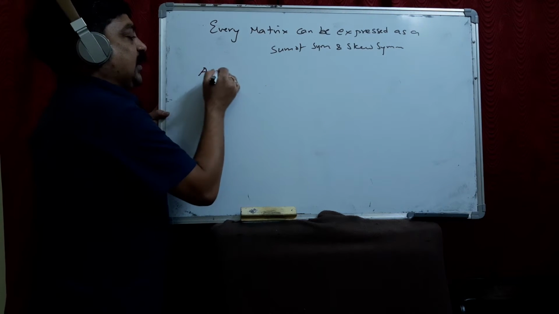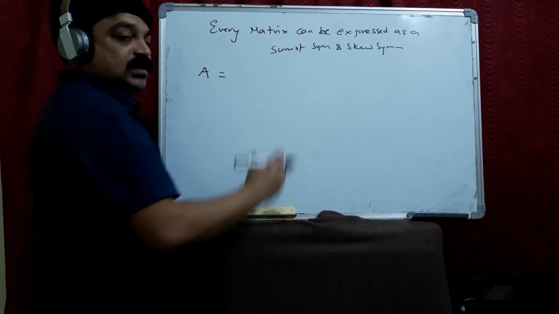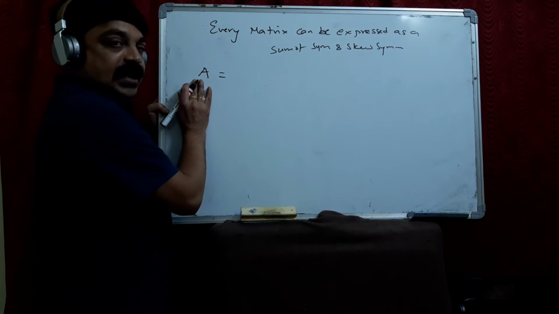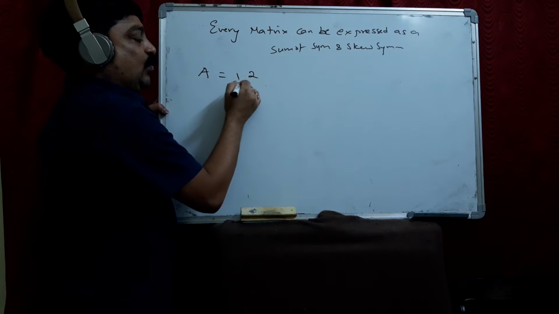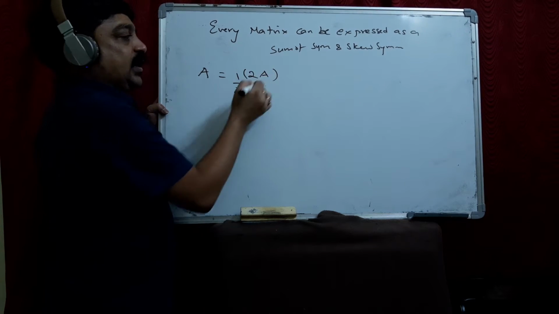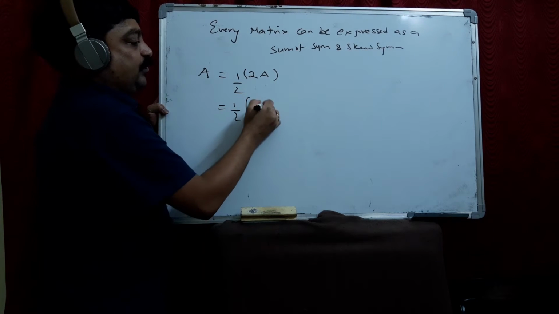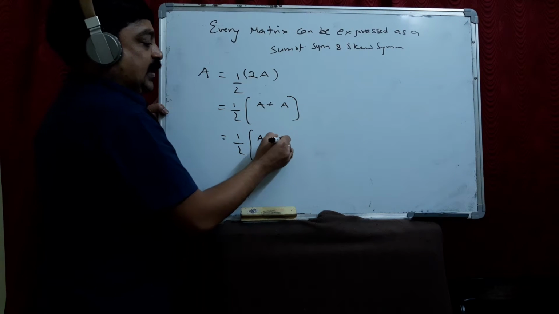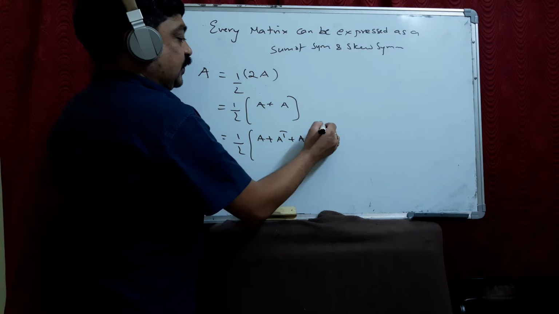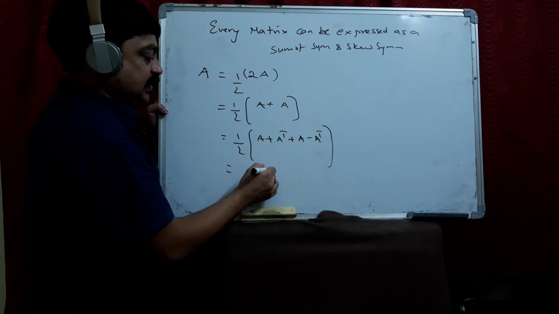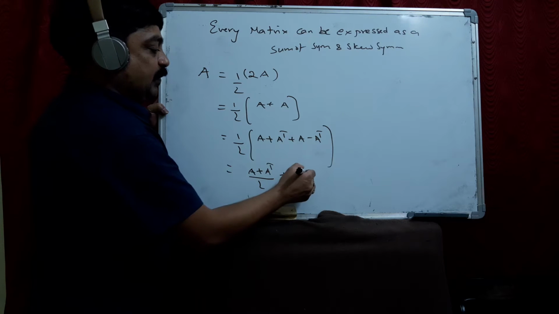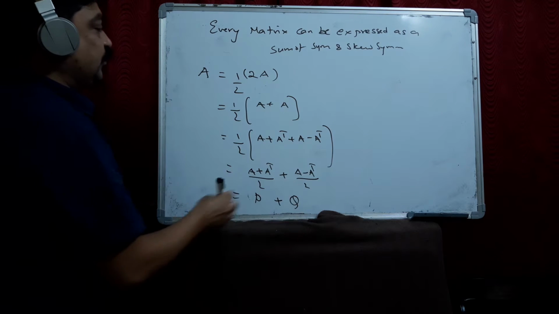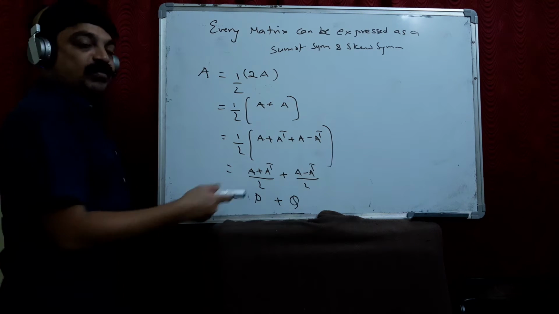Suppose you take a matrix A, I'll prove that there are two matrices, one symmetric and one skew symmetric. I'll prove how. Take A as a square matrix. 1 by 2 of 2A, can I write? So you can write 1 by 2 of A plus A. Now you can take 1 by 2 of, add A transpose and subtract A transpose. Now it becomes A plus A transpose by 2, A minus A transpose by 2. You can write, I take one as P and the other one as Q. Now I wrote a matrix as a sum of two matrices.